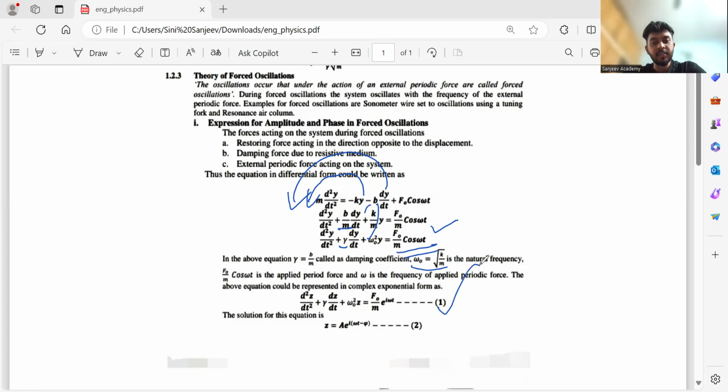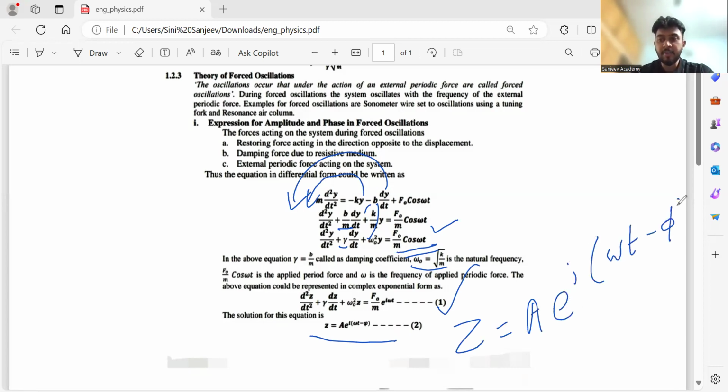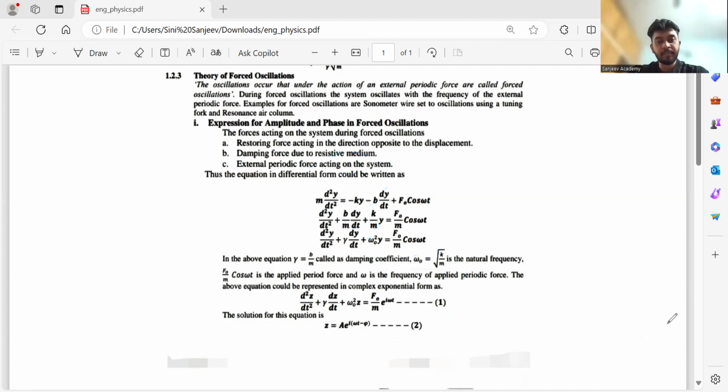So this is our first equation after substitution. Now, the second part is the solution of the equation, nothing but z is equal to a e power i bracket omega t minus phi. Please note this down if it is not clear from this particular PDF. I'm going to clear the screen now. You can pause it and copy it down.